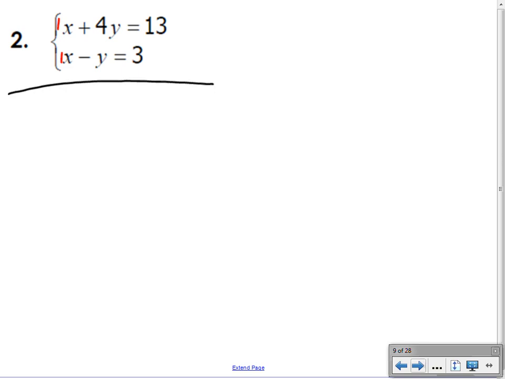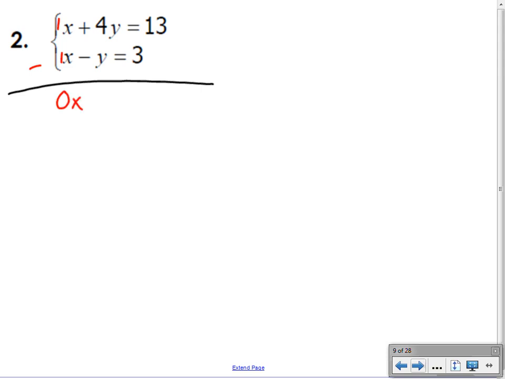So we have to decide if that requires addition or subtraction. So I think about it this way. If I were to add these equations together, 1x plus 1x would give me 2x. Okay, that's not canceling it out. To cancel it out, we need to make it a 0x. So instead of addition, we're going to use subtraction, because 1x minus 1x gives us 0x.